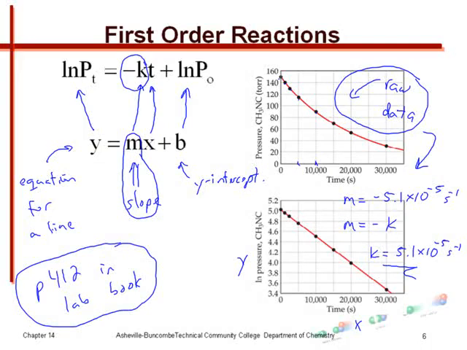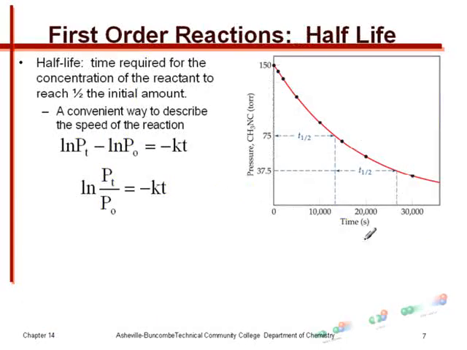Now something else about this method that allows us to gain some information about the particular reaction is something called the half-life. You can see here's a definition of half-life, here's a comment about the half-life. All this is talking about is what is the time t that it takes for the concentration to be cut in half, essentially. It's a convenient way to describe the speed of the reaction, if you will.